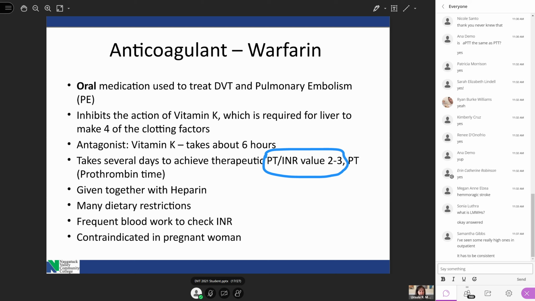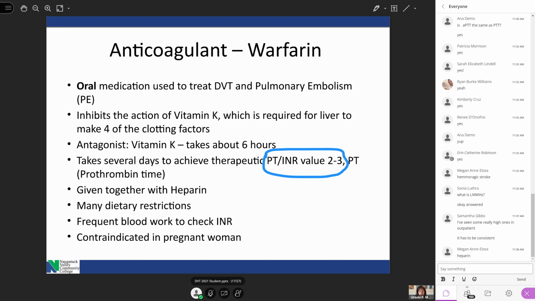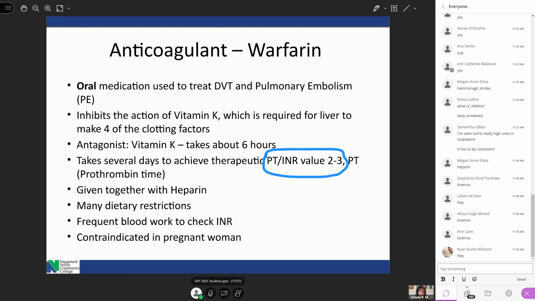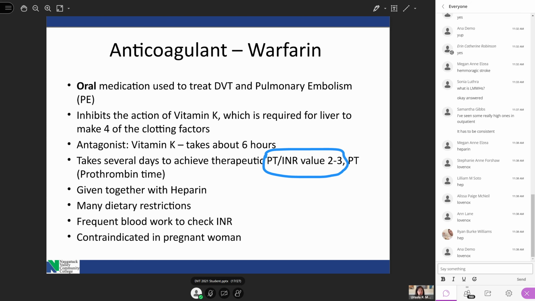One last thing, it is contraindicated in pregnant women. We do not want our pregnant women on warfarin. What should pregnant women be on? What's safe? Heparin and Lovenox. Excellent, excellent.